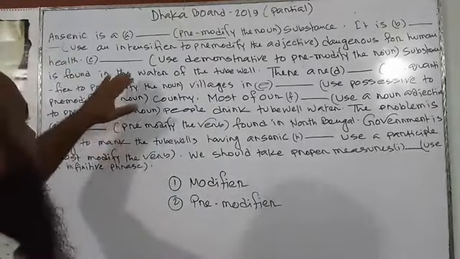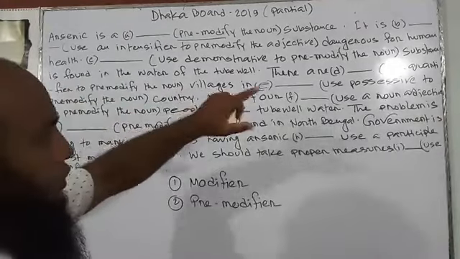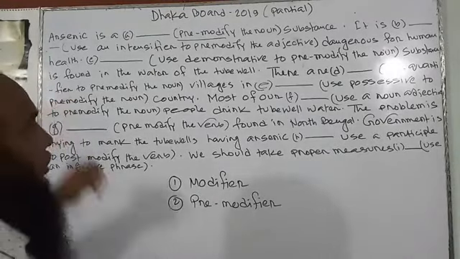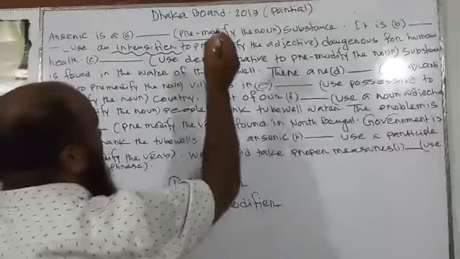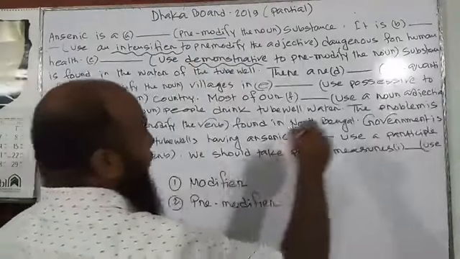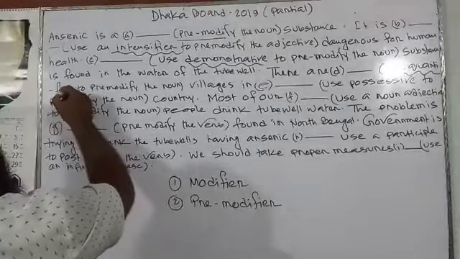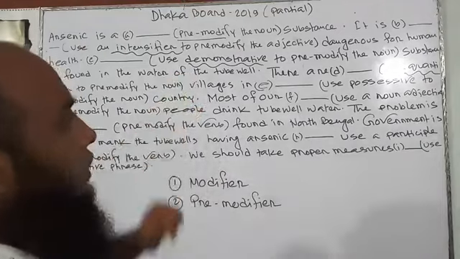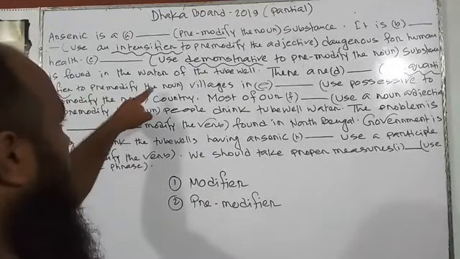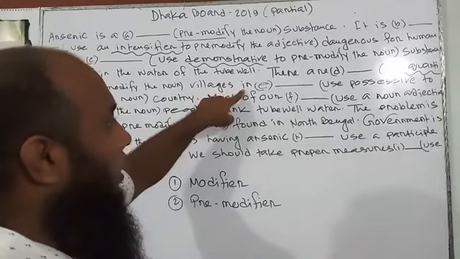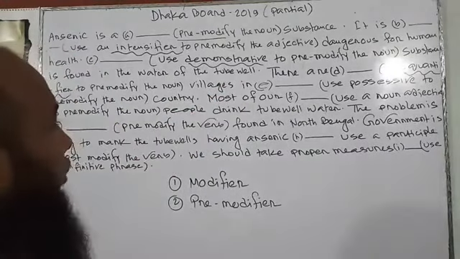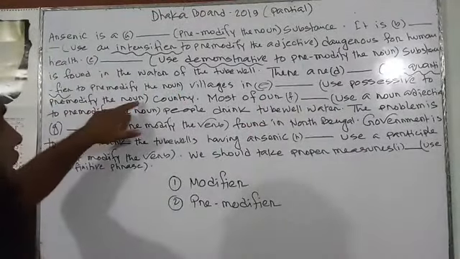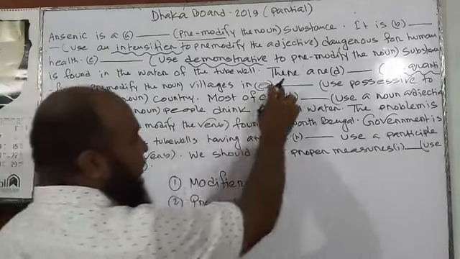Okay, my dears, use demonstrative to pre-modify the noun substance. There are, use quantifier. You should know what is quantifier. You should know what is intensifier. You should know what is demonstrative. Quantifier, intensifier, demonstrative, quantifier, everything you should know. So now, there are, use quantifier to pre-modify the noun villagers, okay, villagers in. Then there is a gap. Use possessive to pre-modify the noun. Here, country is the noun, and you have to use here the possessive.